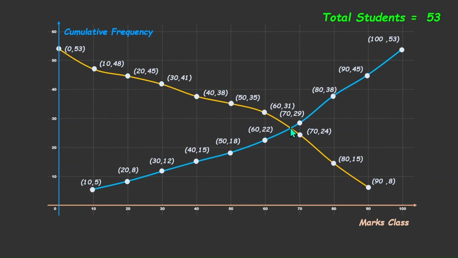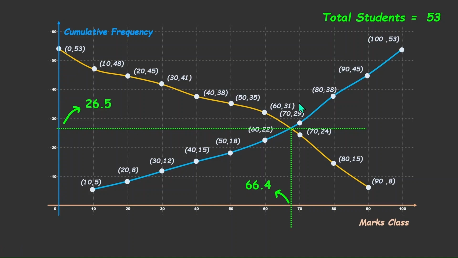And the point of intersection of both these curves, the foot of the perpendicular from the intersection point, that is our median. And as you can see, this is 66.4, which was the median as we calculated before. And this here also corresponds to 26.5, which was the n by 2 that we calculated before, which says that half of the class is less than and half of the class is more than.